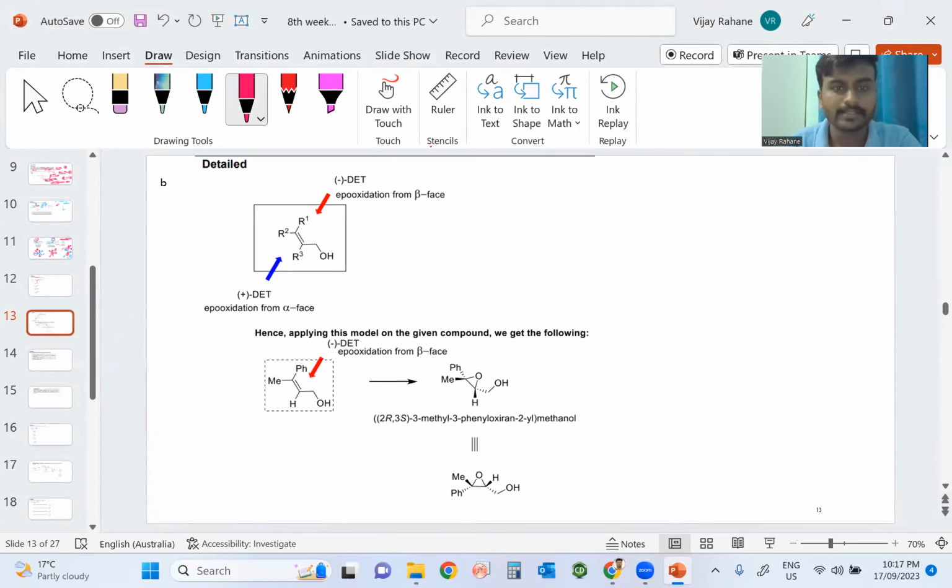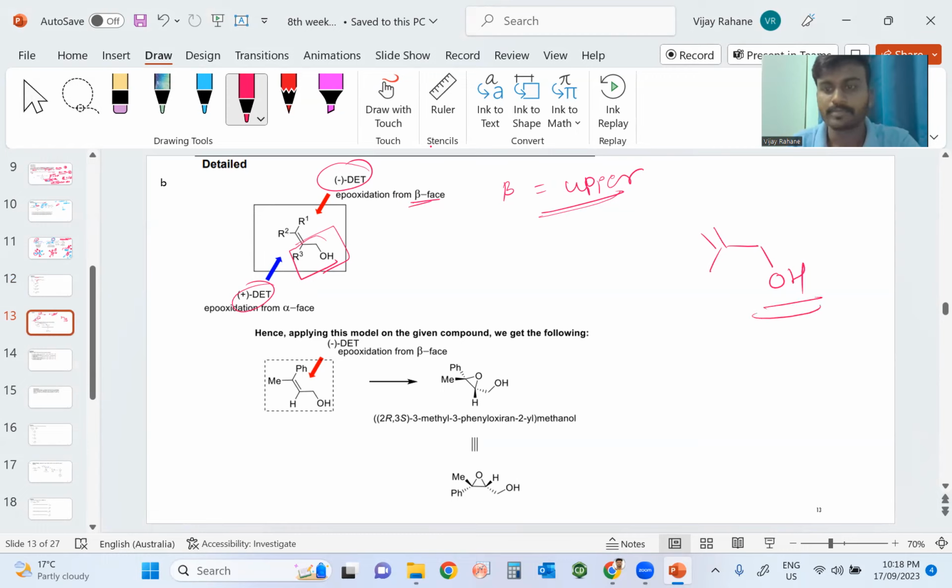So the model is like, let's say if you have the group in this fashion and it has the minus diethyl tartrate, so it attacks always from the upper side, that is the beta face. Beta stands for upper, right? So don't be confused between the alpha and beta. So if you have the minus diethyl tartrate, it attacks from the upper side, and plus diethyl tartrate attacks from the alpha face.